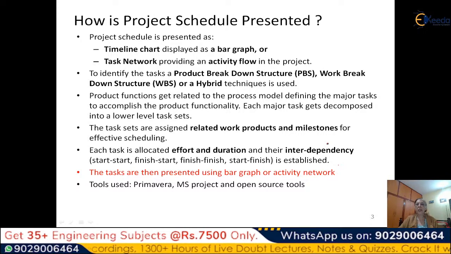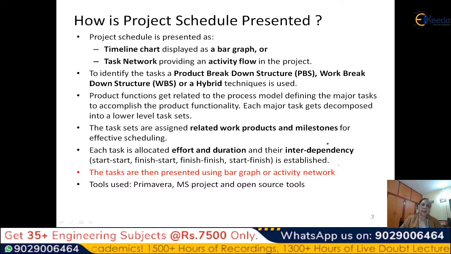Then for each major task, we will decompose it into lower level tasks. So basically we will get this output from either PBS, WBS or the hybrid. It's only a question of which one you take first. In product breakdown, you first take the product, then the task. In the work breakdown, you first take the process or the activities, and then you map the product functions to it. So ultimately you get a hybrid method.